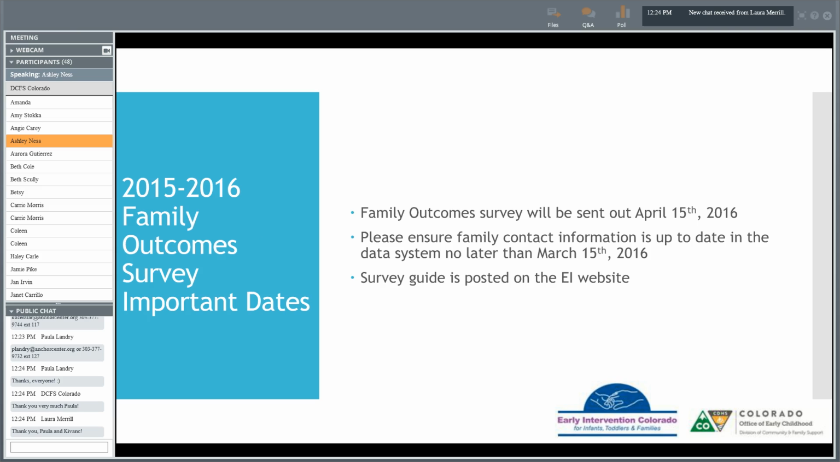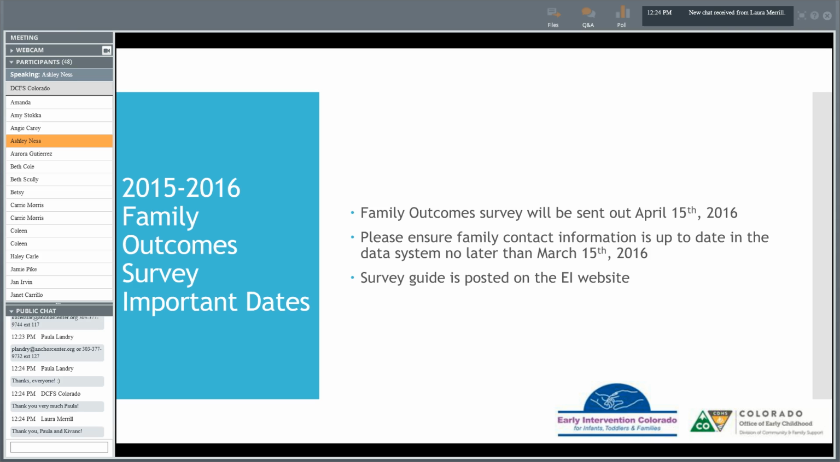And then a reminder about the Family Outcomes Survey, so important dates. We will be sending out the Family Outcomes Survey on April 15th. So please, please, please make sure that all of the contact information is up to date. We need current addresses and phone numbers, especially phone numbers for families where the primary language is Spanish. We will be working with an outside agency that will be contacting those families via phone.